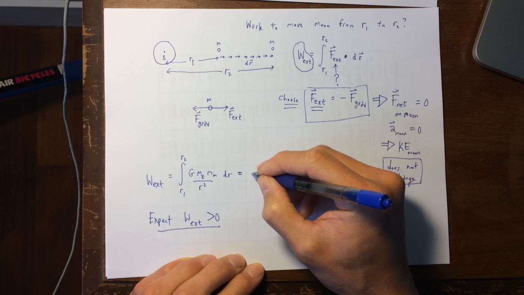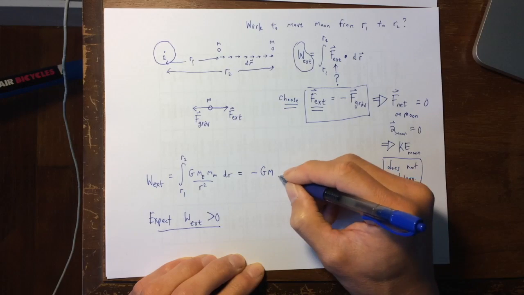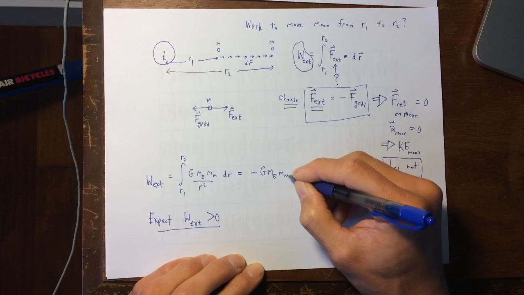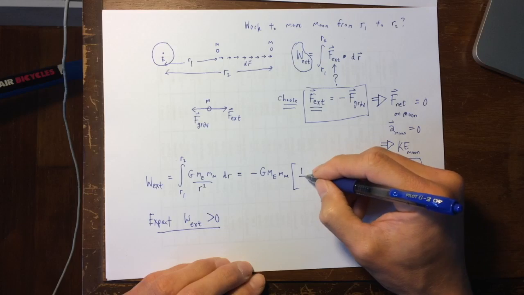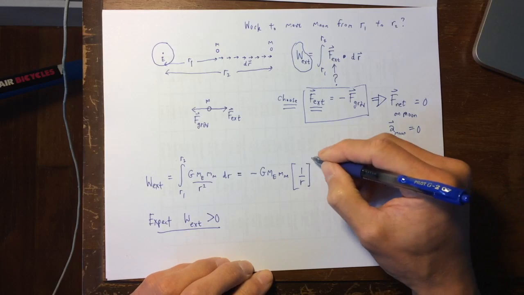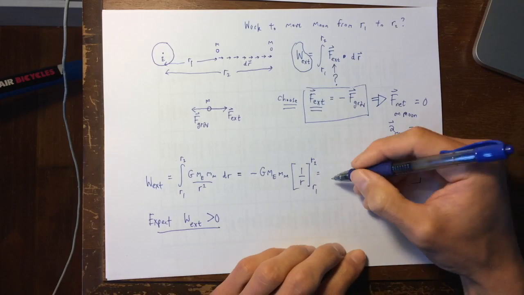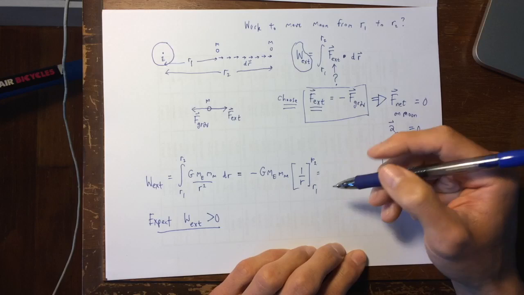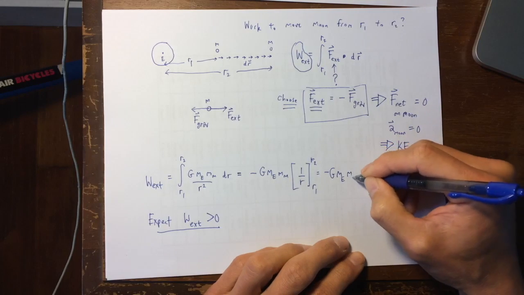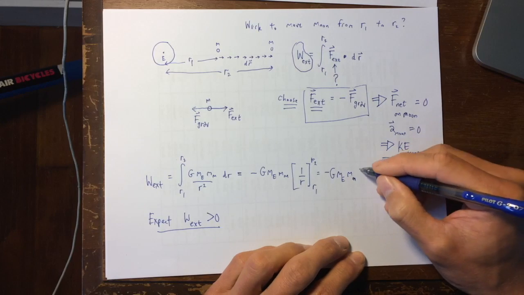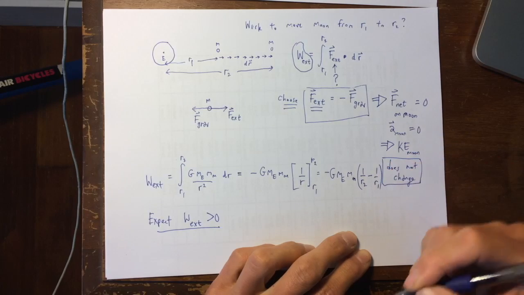and when you integrate 1 over r squared dr, you get minus, right? So all of a sudden there is this weird minus sign from the integral. And then inside is 1 over r evaluated from r1 to r2. So if you finish what the bounds go to, it goes minus G, mass of Earth, mass of moon, times 1 over r2 minus 1 over r1.